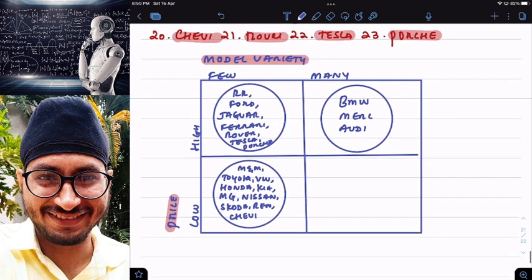So these are all the companies which have few models, and the price is also less, according to me. Some criteria I have taken. You can take any criteria. I am comparing based on model variety and price.